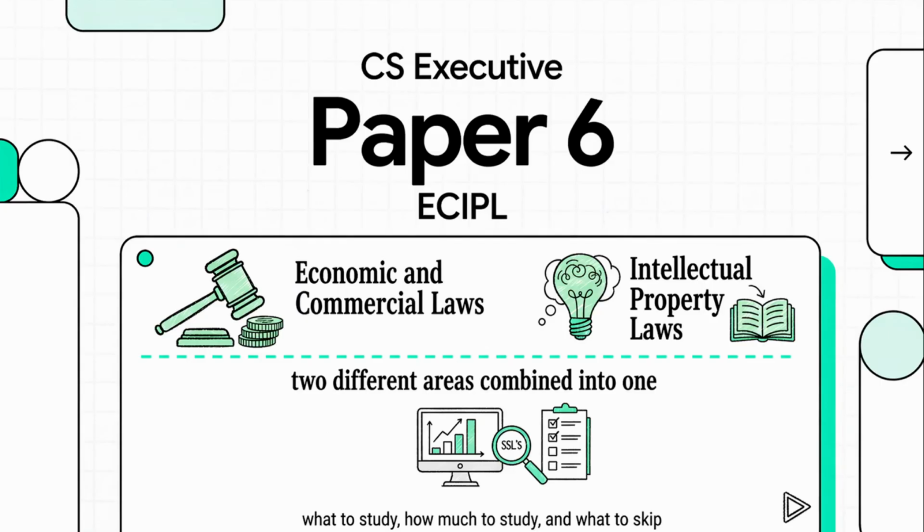All right, let's talk about Paper 6, Economic, Commercial, and Intellectual Property Laws. Now, this paper, it's a bit of a strange one, isn't it? It's like two completely different worlds, economic law and IP law mashed into one syllabus. And that creates the biggest headache for students.